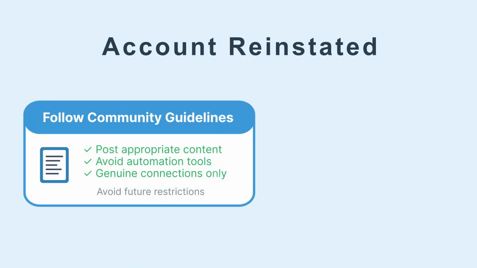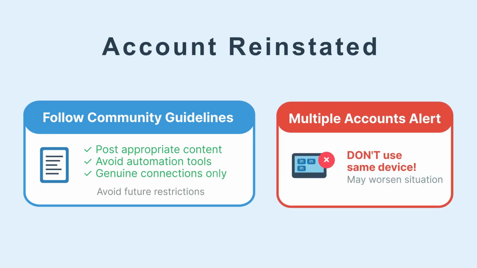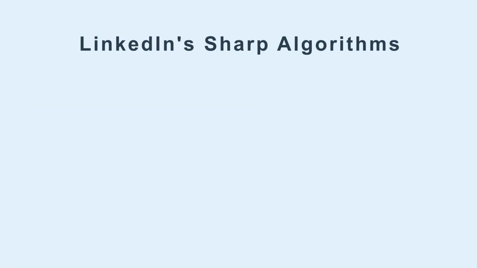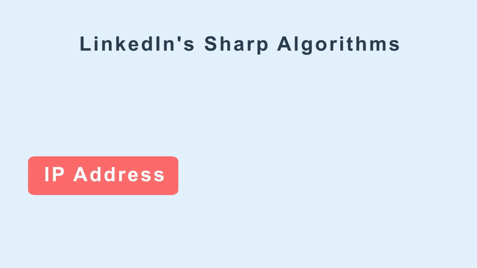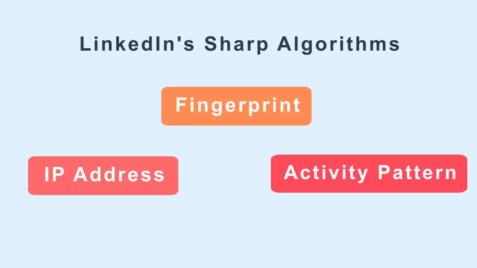Remember, once your account is reinstated, be sure to follow the LinkedIn community guidelines to avoid being restricted again in the future. And if you have multiple LinkedIn accounts, avoid managing them on one device. Otherwise, it may make the situation worse. LinkedIn's algorithms are sharp. They track your IP, browser fingerprint, and activity patterns. Switching between accounts on the same device or using automation tools can trigger flags, verification prompts, or even permanent bans.